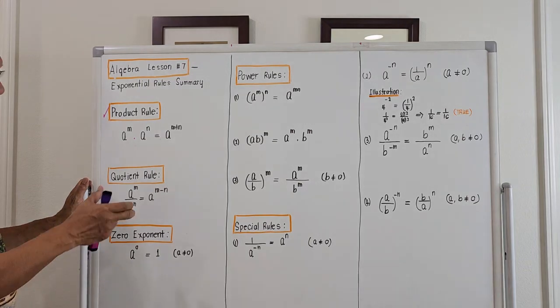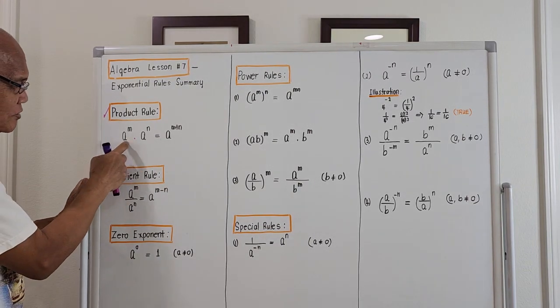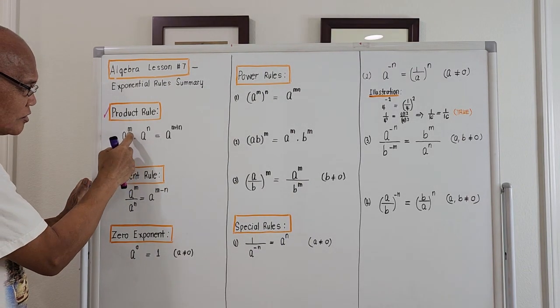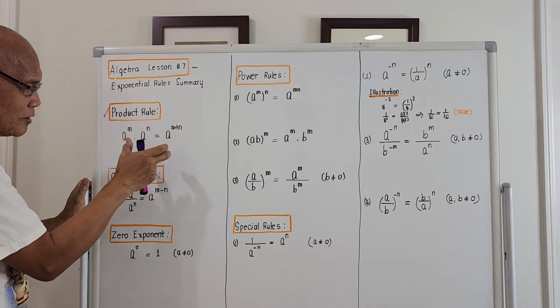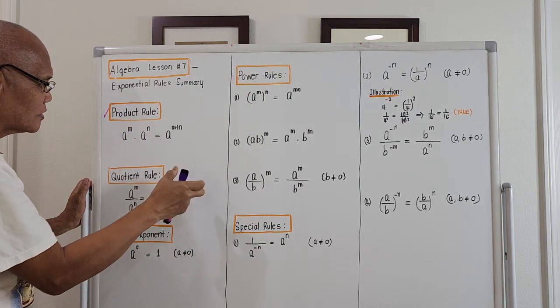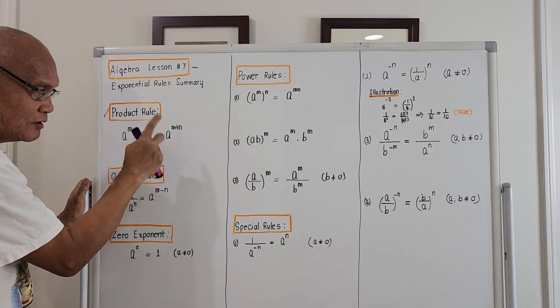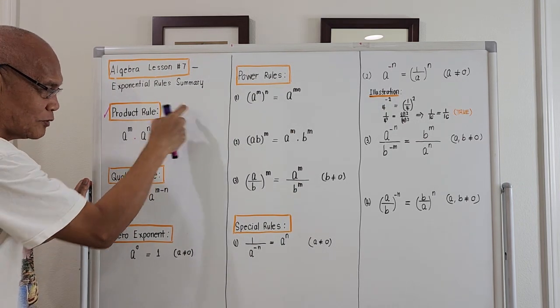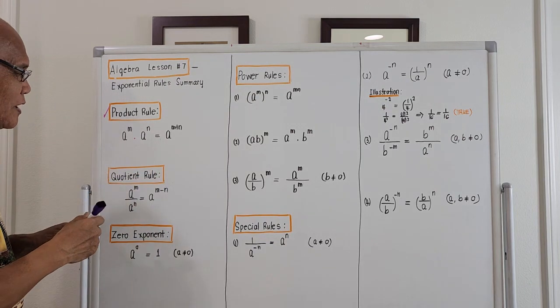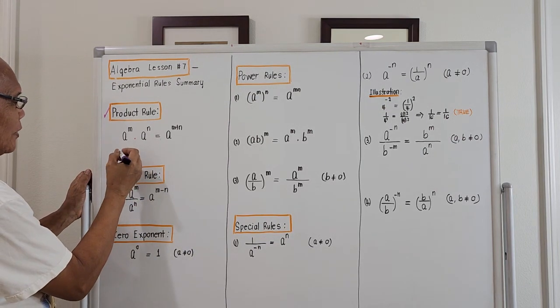Okay? Take note, the bases are the same, right? But the exponents are different. So if we try to take the simplification of this, it will be that same base, and the exponent will be the sum of the exponents. It's easy to visualize. I will give you an example.